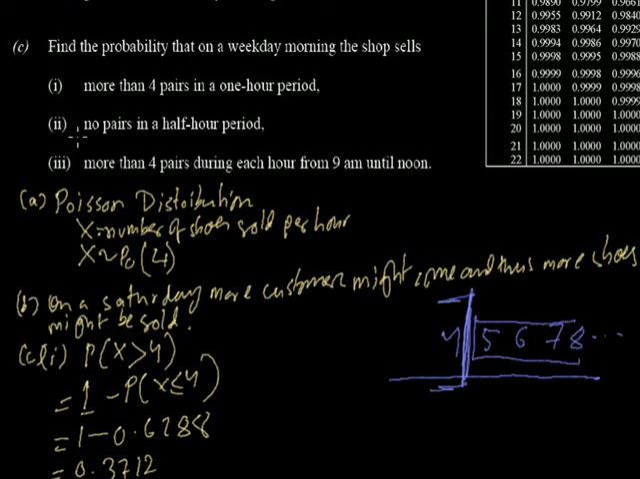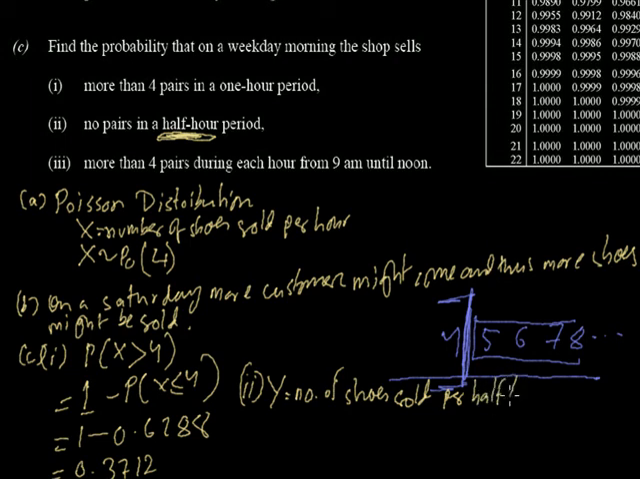The next one says no pairs is sold in a half-hour period. Now look here, half hour means the random variable has to be changed because it was previously per hour. So when we do this sum, the first thing we have to write is this is y, number of shoes sold per half hour. That means the random variable is going to be a different symbol y, and the value of mu, previously it was 4 for 1 hour, so for half hour it will be half, 2.